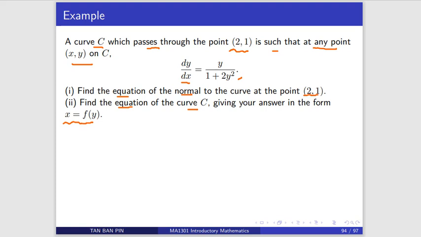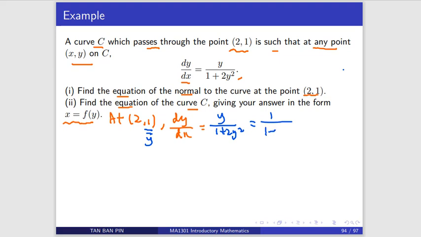First step, find the equation of the normal to the curve at the point (2, 1). So first you find the value of dy/dx. At (2, 1), because dy/dx is in terms of y, you should just sub y as 1. It's actually y over 1 plus 2y squared. So you sub y as 1, this is the y value. So it will be 1 over 1 plus 2 times 1 squared. So it gives you 1/3.